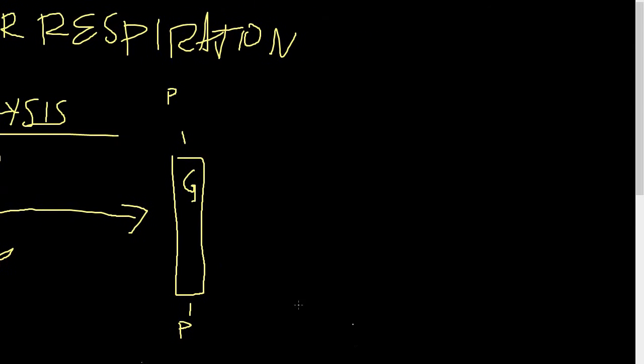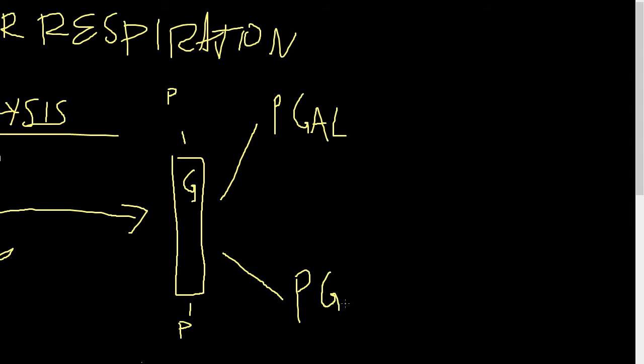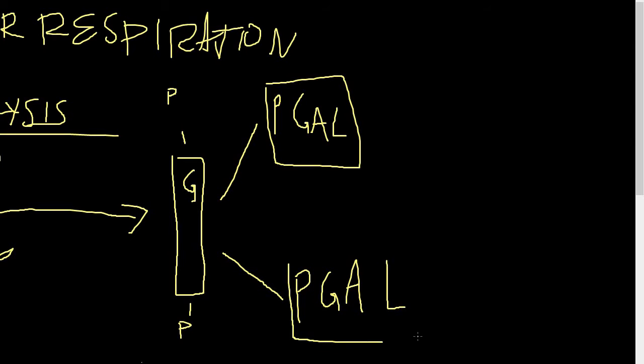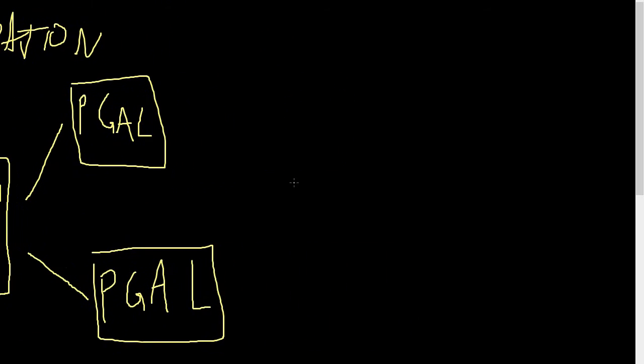And so it's not very stable, and as a result it breaks off into two sugars called PGAL, or triose phosphate, TP, depending on what your textbook calls it, but I will call it PGAL. And so PGAL undergoes a few steps before glycolysis is finished.